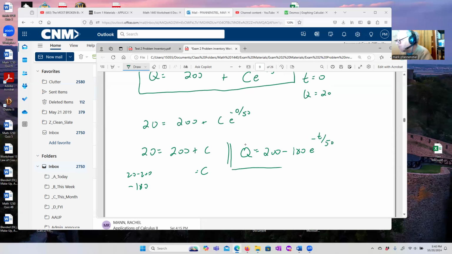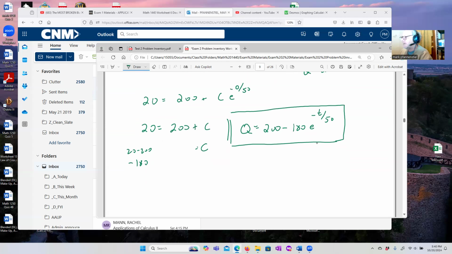This is the answer I was looking for, had I actually written out the whole question. That's the amount of salt in the tank at any time t once we've started. A follow-up question might be, how much salt will be in the tank when the system is allowed to run for a very long time? So as t tends towards infinity, how much salt will be in the tank?